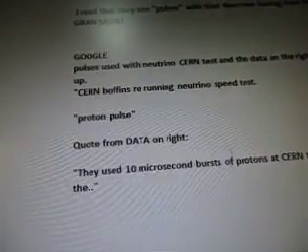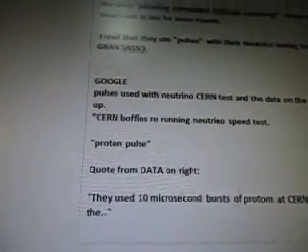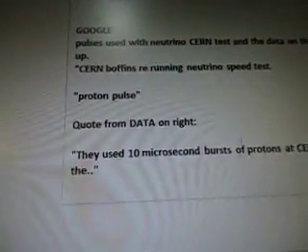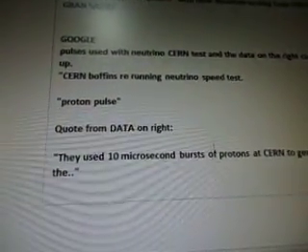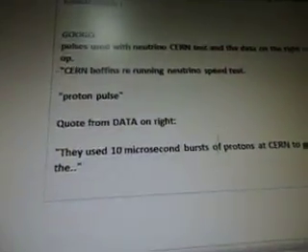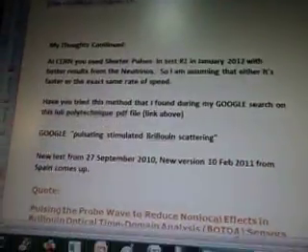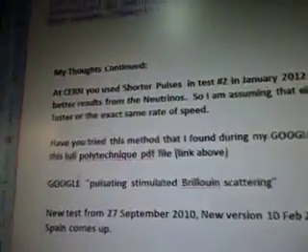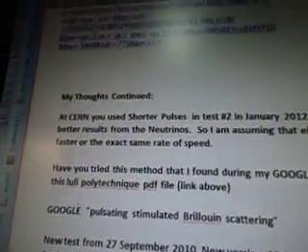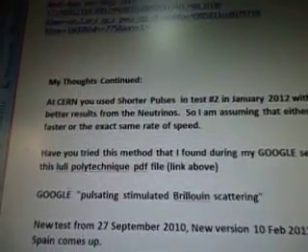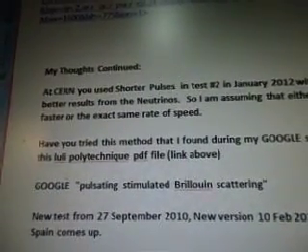I've kind of moved my notes around. Sorry. CERN Boffins rerunning neutrinos pretest proton pulse. Quote from data on right: They use 10 microsecond bursts of protons at CERN to generate the... I moved all my notes around and messed them up. Sorry. My thoughts continued. At CERN, you used shorter pulses in test number 2 in January 2012 with better results from the neutrinos. So I am assuming that it's either faster or the exact same rate of speed.